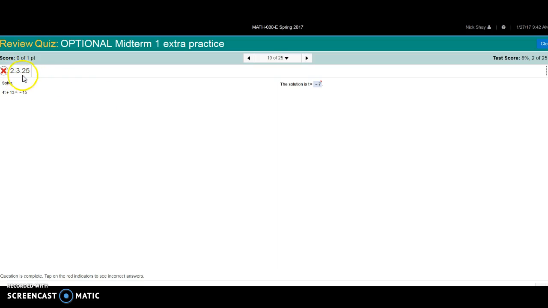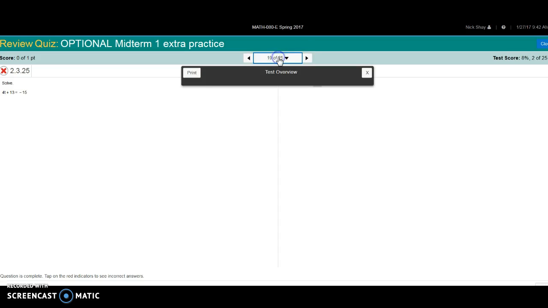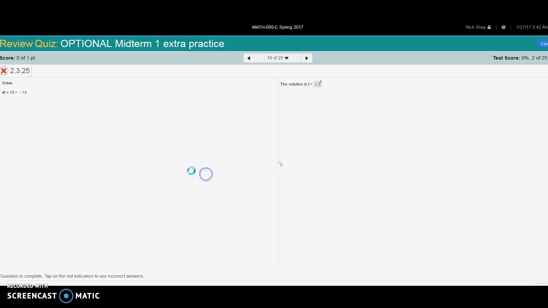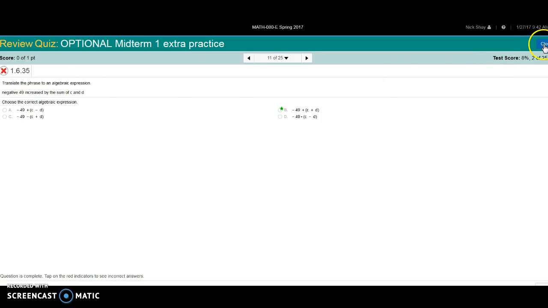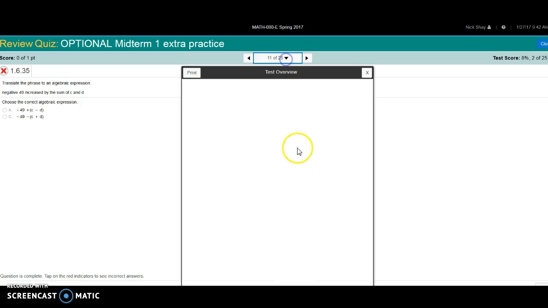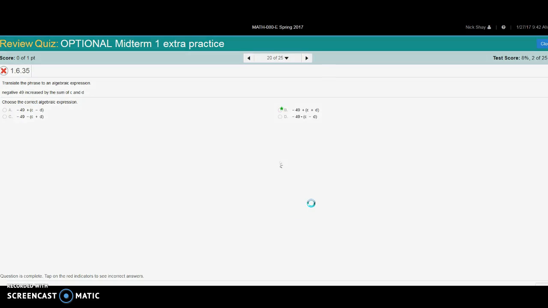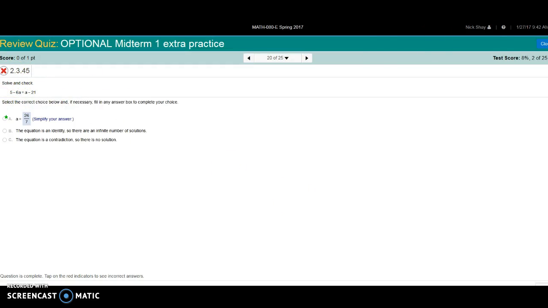Do you see this problem came from section 2.3? I've had people say, I need more practice on this or that. So here's another one. Let me go back. Here's one that people commonly asked. They want help with translating the word problem stuff. You see this is section 1.6. If after taking the quiz you want to do more practice, you want to write down the sections from the problems you missed. So I'm going to write down section 1.6, and let's say I also missed section 2.3.